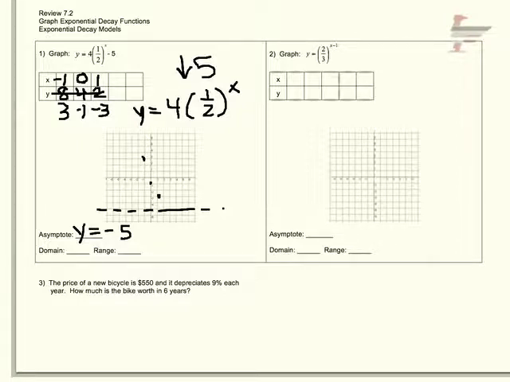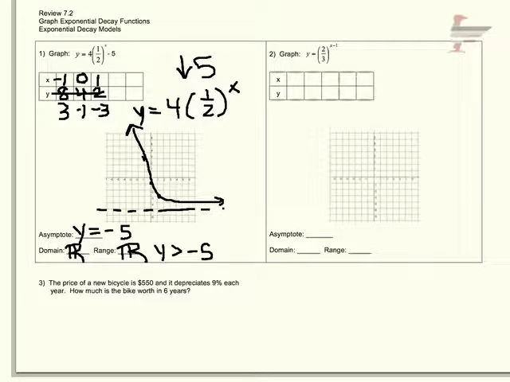And then I do know it's exponential decay because my base is 1/2, which is less than 1. So if I hadn't looked at my graphing calculator, I at least know that it's going to do that. Domain for all exponential functions, all real numbers. My range, however, is restricted to everything greater than -5.